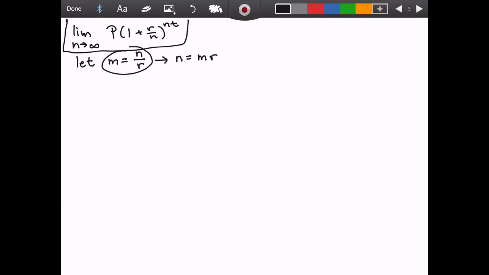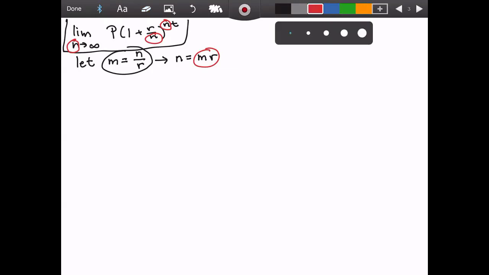All right, long story short, wherever I see n in my original limit, I could replace it with m times r. One other thing to note is that n is going to approach infinity, that was our original thing. I'll use another color, I'll use yellow. Originally n approaches infinity. Well, that means that m times r must approach infinity.